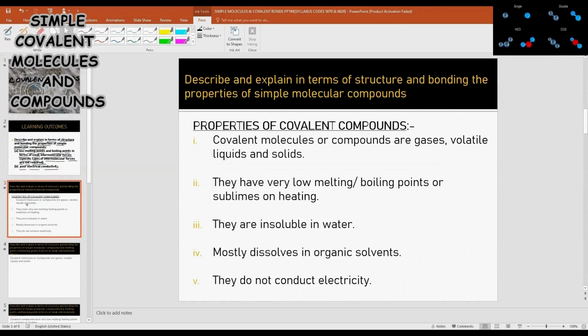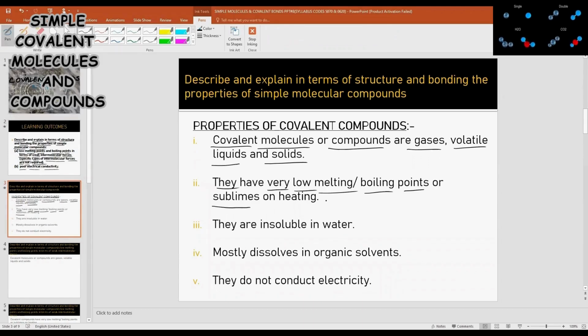Now here are some properties of covalent compounds. Covalent molecules or compounds are gases, volatile liquids, and solids. They have very low melting and boiling points or sublime on heating. They are insoluble in water, mostly dissolving in organic solvents. They do not conduct electricity. For solubility in water, there are a few exceptions like hydrogen halides and ammonia.